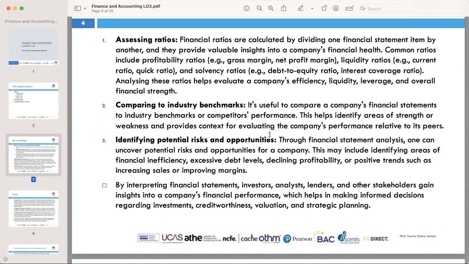Investors, lenders, and other stakeholders greatly benefit from interpreting financial statements. It empowers them to make informed decisions regarding investments, creditworthiness, valuation, and strategic planning. By understanding a company's financial performance, stakeholders can evaluate its potential for growth, determine its ability to repay debts, and assess its overall value in the market.